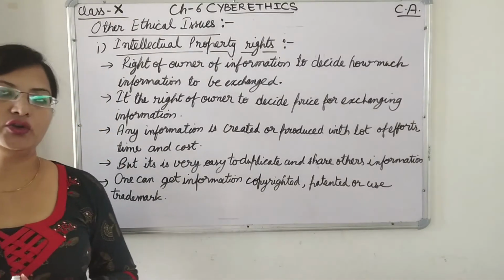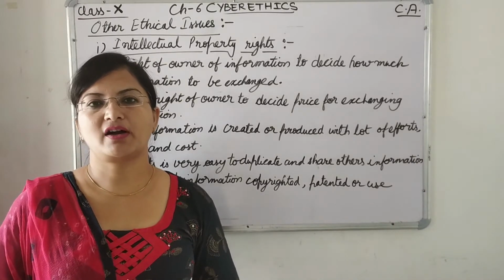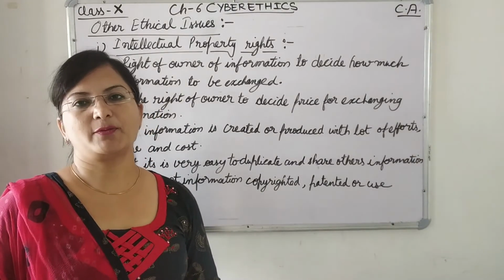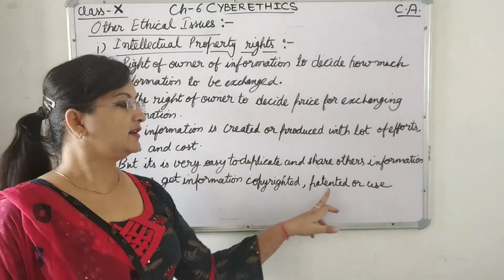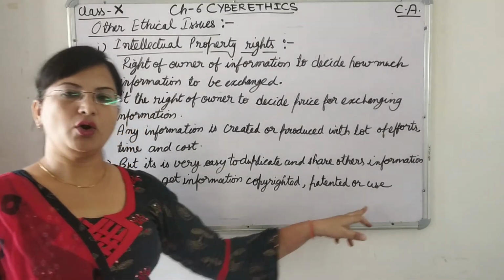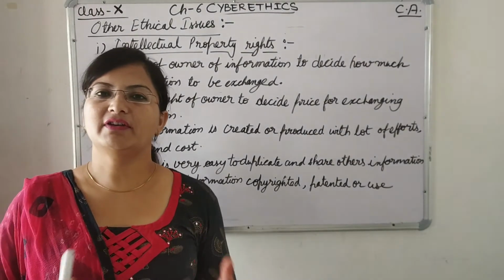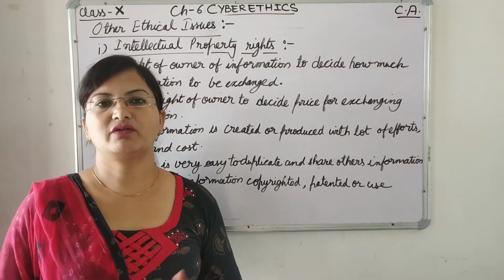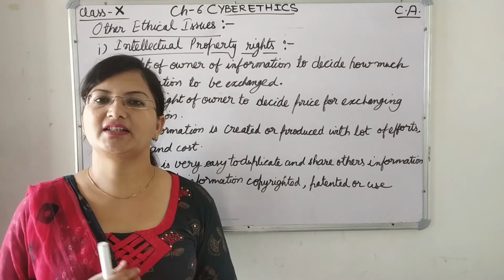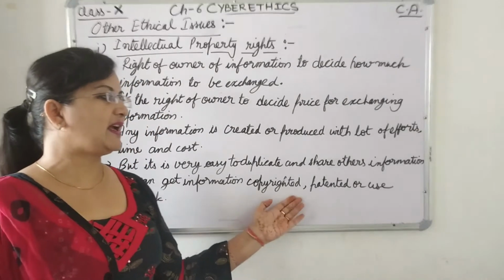Now there is one solution. If we have to safeguard our intellectual property, we can get it copyrighted, we can get it patented, or we can also use a trademark, so that our information cannot be exchanged. And even if the information is exchanged, we can take legal action if we have the copyright, patent, or trademark.